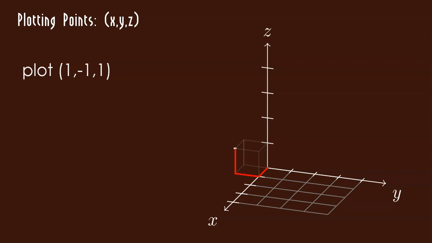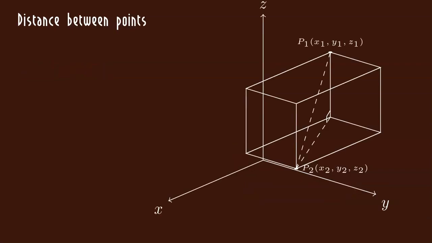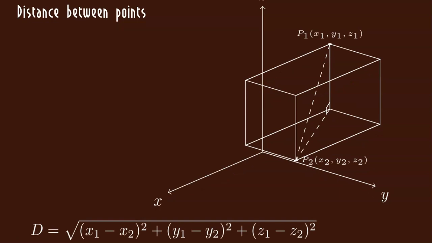The next thing I care about with points is the distance between any 2 points in space. It's just an extension of what you already know in 2-space, except now you have to deal with the 3rd dimension. So here are my 2 points. I've got P1 and P2. I drew a box, and the distance between 2 points is just like you have with 2-space, except you've got 1 extra coordinate. Change in x squared, change in y squared, change in z squared, add those up, take the square root. That is the distance.